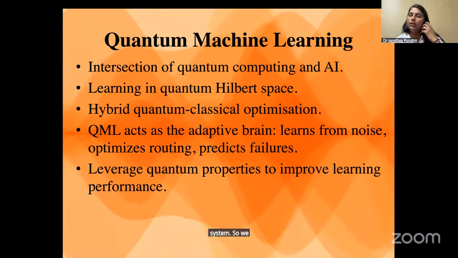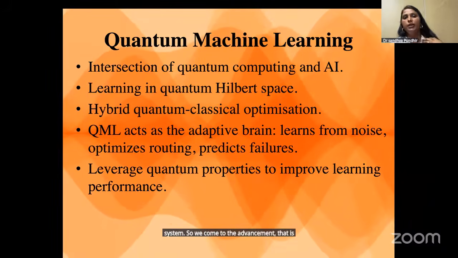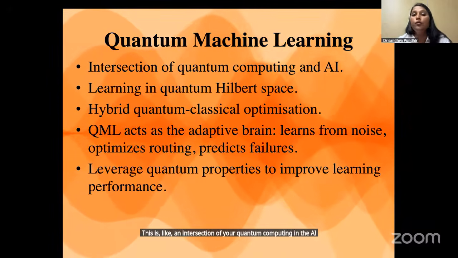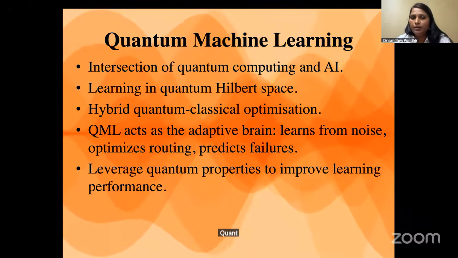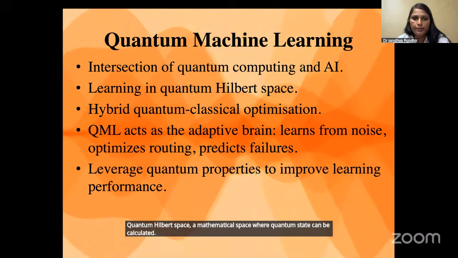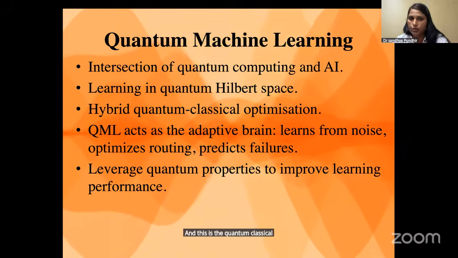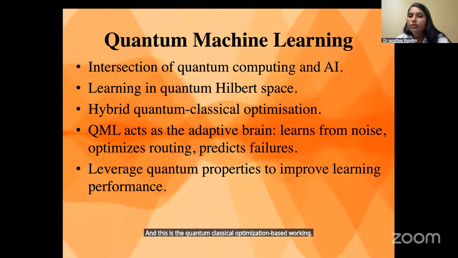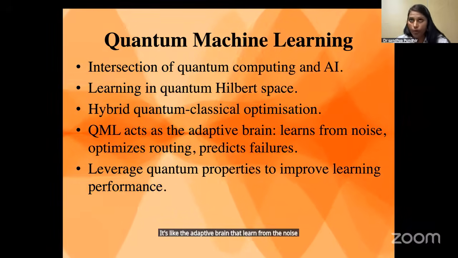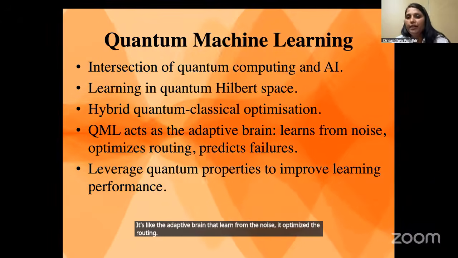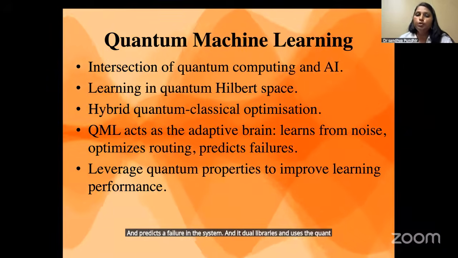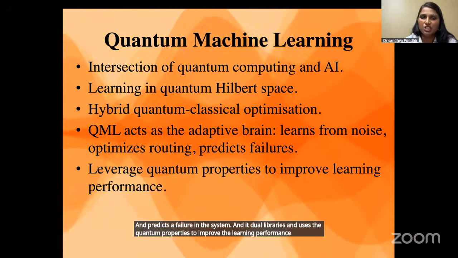So we come to the advancement, which is quantum machine learning. This is an intersection of quantum computing and AI, and it works in the quantum Hilbert space, a mathematical space where quantum states can be calculated. This is quantum-classical optimization based working. QML acts like an adaptive brain that learns from the noise. It optimizes the routing and predicts failure in the system, and it leverages quantum properties to improve the learning performance of the system.